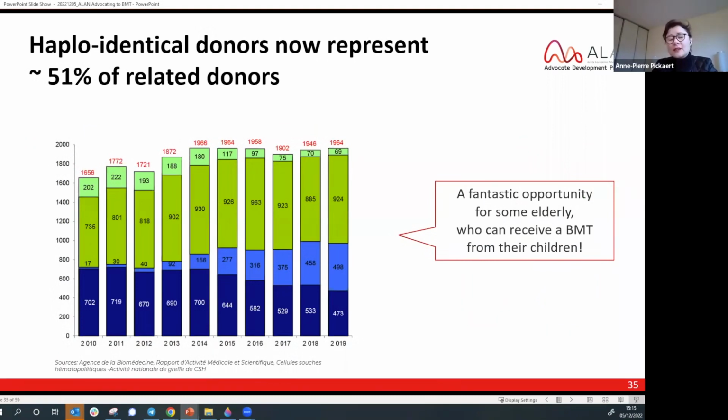And it's a fantastic opportunity for the elderly, because up until recently, a lot of elderly did not have access to bone marrow transplant because their brother and sister were the same age, not in good form, and could not actually donate. But now, with haploidentical donors, a lot of AML patients who are 70 years old, for example, can get a donation from their children who are adults. So that's a really great opportunity.